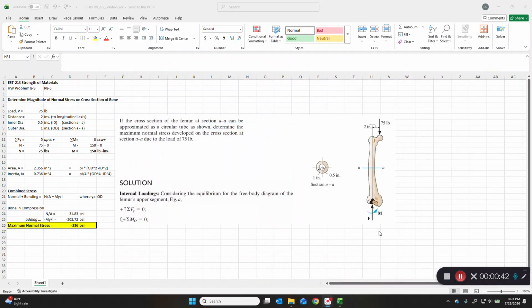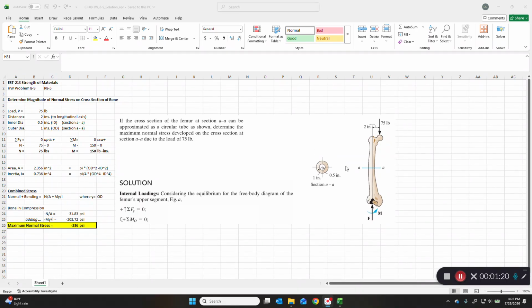The first one is a human bone, or it may be an animal bone, but it's a femur. And it has an axially loaded force of 75 pounds downward at an offset of 2 inches from the longitudinal axis of the bone. We want to know through the cross section AA what's the maximum normal stress. So it's going to be a combination of normal stress and bending stress together here. So axial stress and bending stress is going to give us our maximum normal stress on the cross section AA.